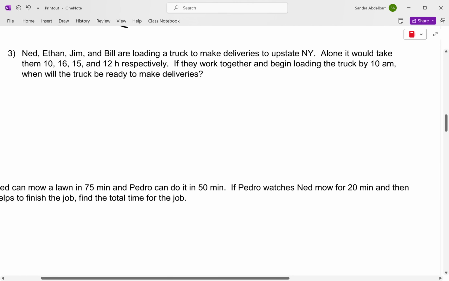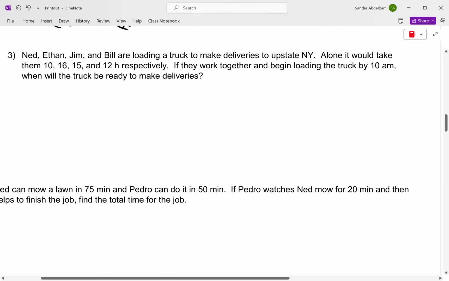All right, number 3. Ned, Ethan, Jim, and Bill are loading a truck to make deliveries to upstate New York. Alone, it would take them 10, 16, 15, and 12 hours respectively. If they work together and begin loading the truck at 10 a.m., when will the truck be ready to make deliveries?